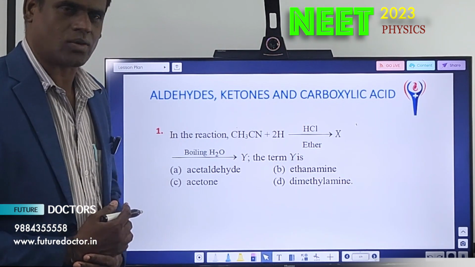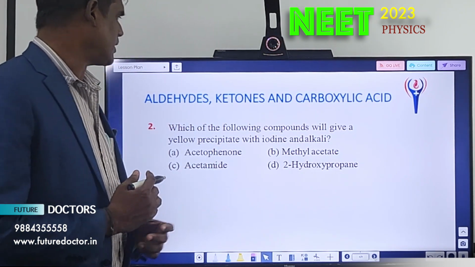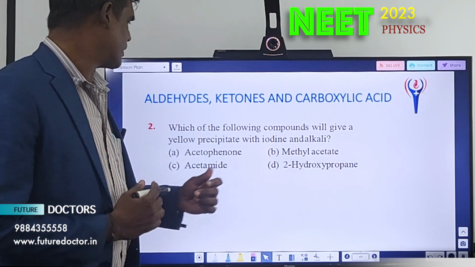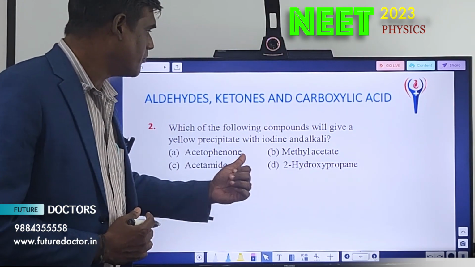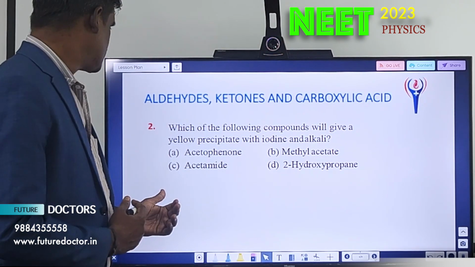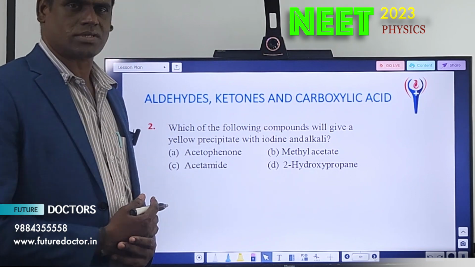Let's move to the second question. Which of the following compounds will give a yellow precipitate with iodine and alkali? Option A, acetophenone. Option B, methyl acetate. Option C, acetamide. Option D, 2-hydroxypropane.